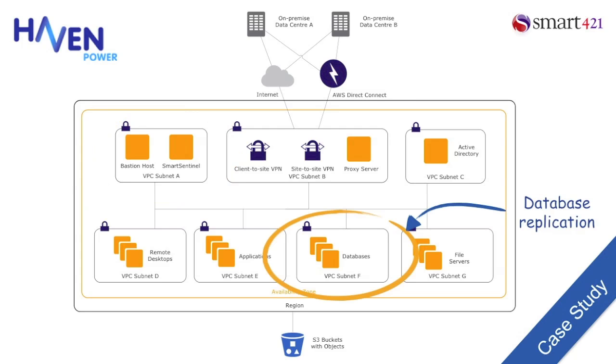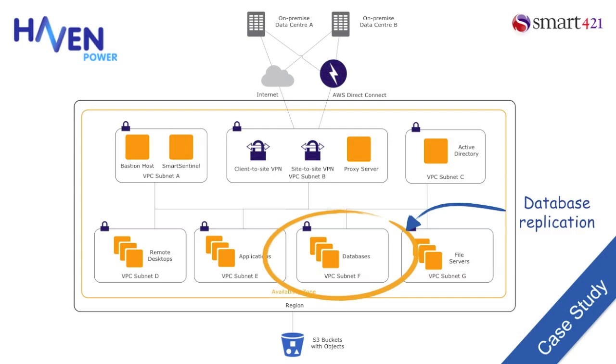Their second Pilotlight is around their core databases, so Oracle and SQL Server replication. So they've got effectively 3 Pilotlights running: SQL Server, Oracle, and Active Directory. And these things are running all of the time, whereas everything else is effectively turned off.